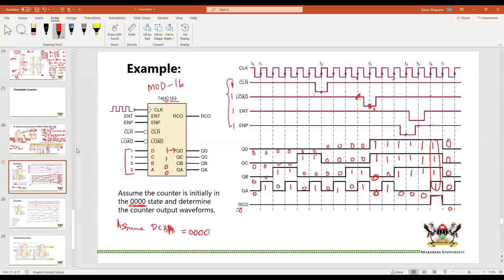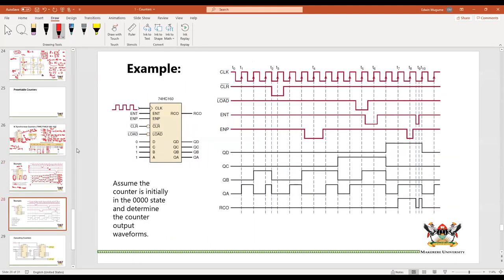So the load acts essentially the same as the clear. In this case, because it is a synchronous clear, you wait for the clock and clear everything back to zero. For the load, you wait for the synchronous clock, and then you load whatever was at the input to the output, which is 1100, and so on and so forth. Right.